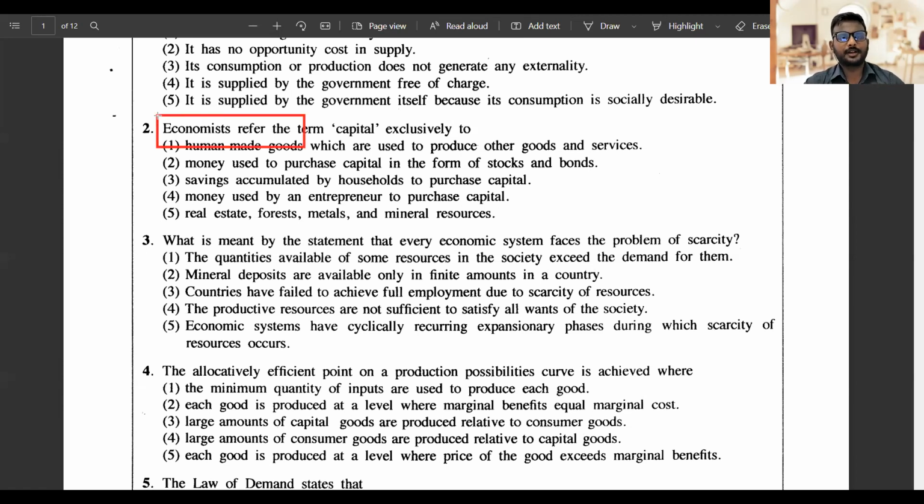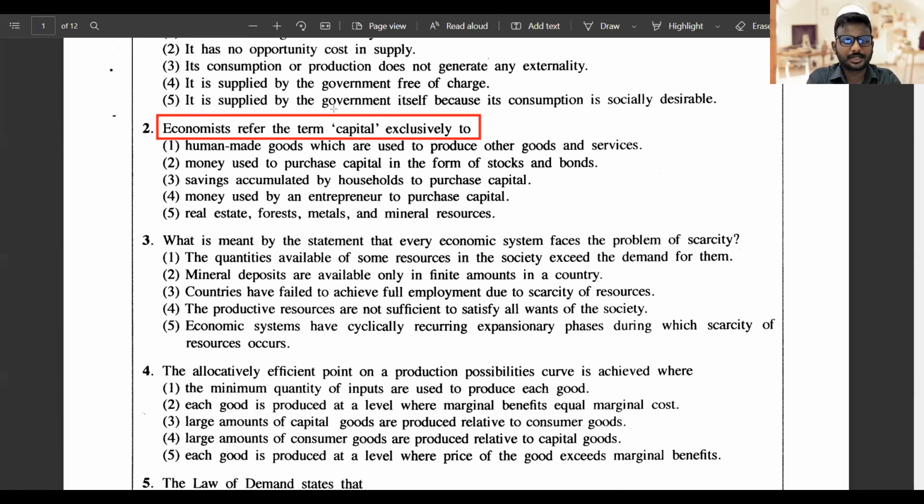Economists refer the term capital exclusively to... That means in economics, economists give the term capital referring only to which of the following five answers. So again, this is a question where you don't have to look at the answers. In your head, capital in economics is what? Get the definition right onto the top of your mind. Capital means man-made resources used in production.